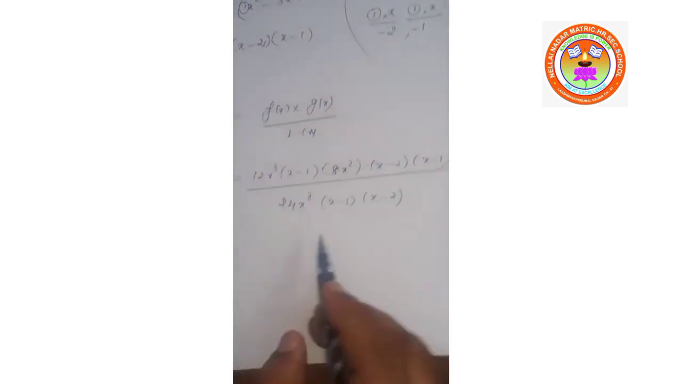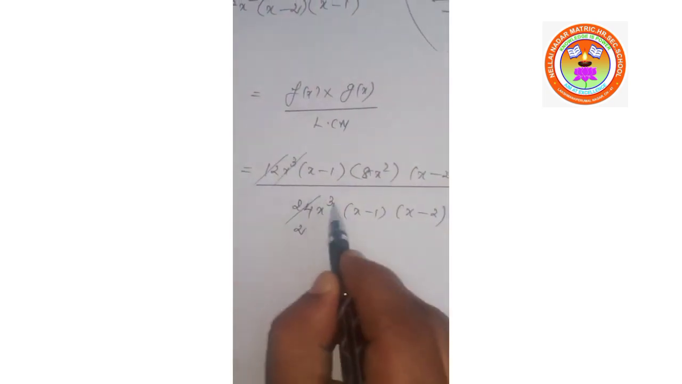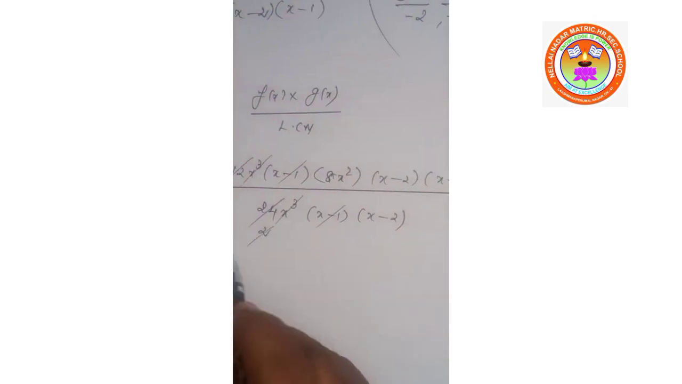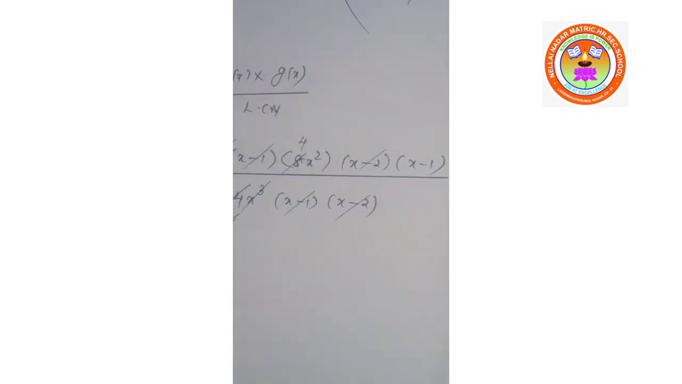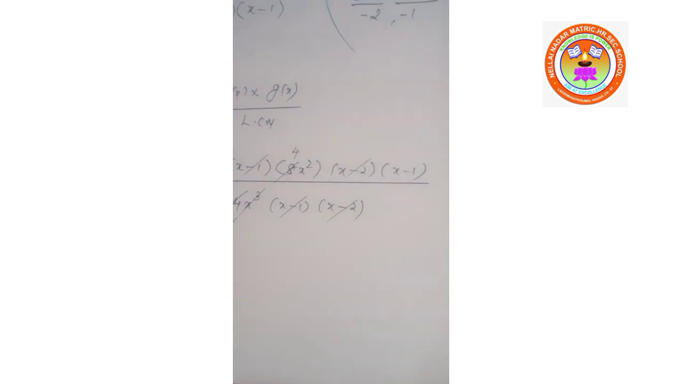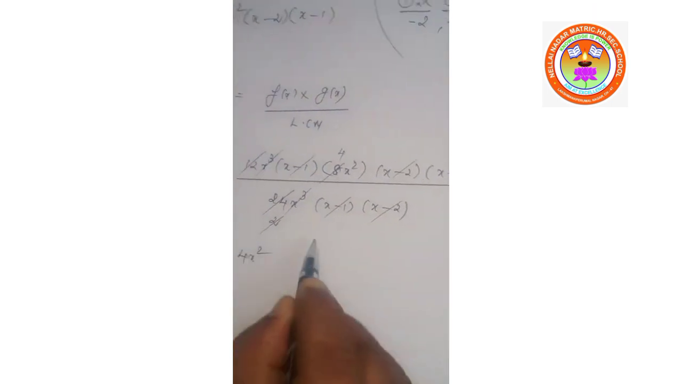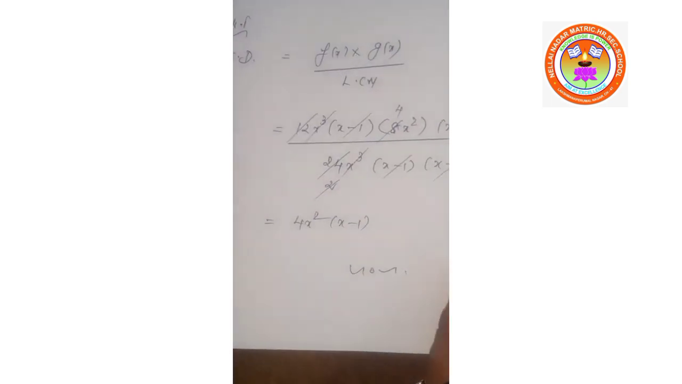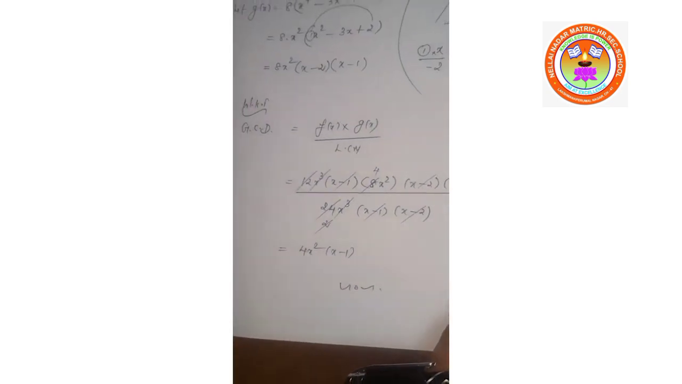After that, very easy. 12 table, how many times? 2 times. x cube gets cancelled. x minus 1 cancelled. 2 table, 4 times. x minus 2 cancelled. So after cancelling some terms, what are the terms left out? Here we have 4x squared and x minus 1. That's all. So question number 3 subdivision 1 is over. I'll be teaching question number 3 subdivision 2 in the next video.